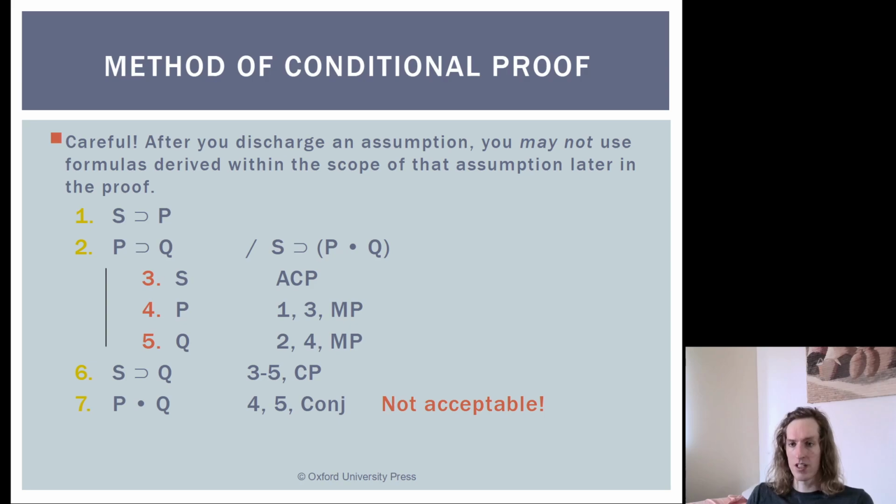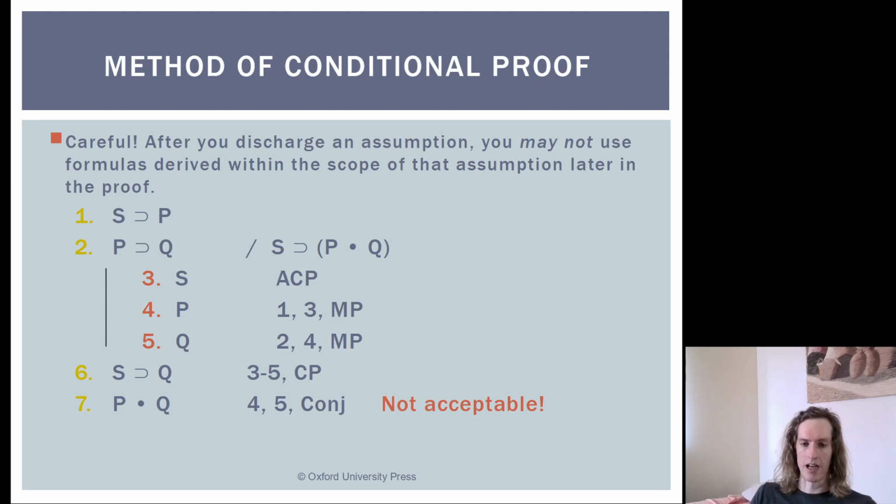After you discharge an assumption, you may not use the formulas derived within the scope of that assumption later in the proof. Those stay in the subproof. The only things that we can continue to use in this case would be premises 1 and 2, and lines 6 and 7. After we've discharged our if S then Q that we got from doing a conditional proof, we can go ahead and use lines 1 and 2 and 6 and 7, but since that subproof's done, we've discharged it, lines 3, 4, and 5 can no longer be used. If we didn't want to discharge just then, our subproof could keep going longer, but we can't stop with our subproof unless we finish it.